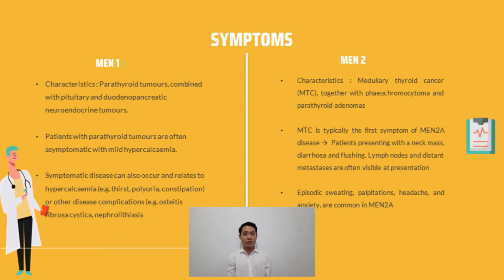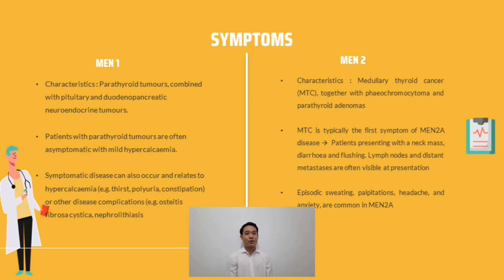Hi everyone, my name is Dino Sumutama Silurino, student number 045, and I'm going to explain about the symptoms of multiple endocrine neoplasia or MEN. The symptoms are different for each type of MEN. MEN type 1 is characterized by parathyroid tumors combined with pituitary and duodenopancreatic neuroendocrine tumors. Patients with parathyroid tumors are often asymptomatic with mild hypercalcemia. Symptomatic disease can also occur and relates to the hypercalcemia, for example, thirst, polyuria, and constipation, or other disease complications, for example, osteitis fibrosa cystica and nephrolithiasis.